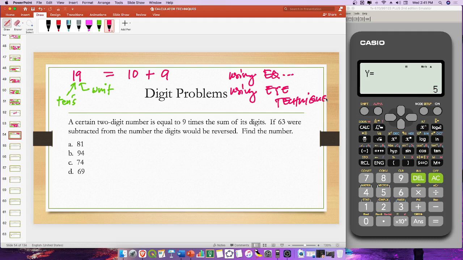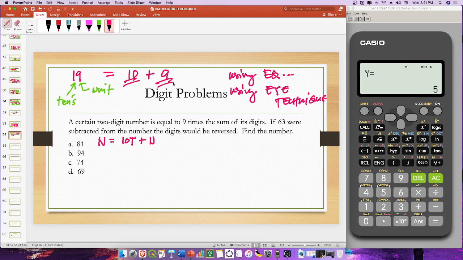Okay, a two-digit number. Now let's define the two-digit number as n. This is my tens digit, this is my unit digit. So 10t plus u is the same as 10 plus 9. So that is my original number, my two-digit number.